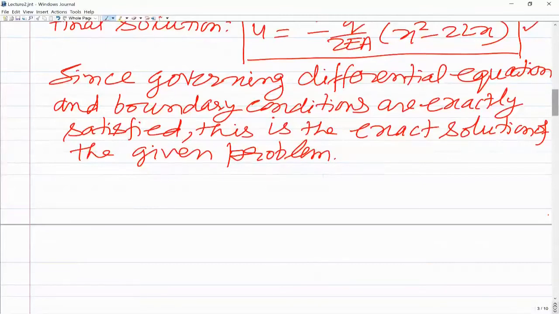Sir, for minimizing the domain residual, like every time you have to equate to zero, or is there any other way? No, in this case, I'm going to discuss what are the different ways that minimization concept we are going to implement. In this case we were able to do that. In general, it may not be possible to do this, so I'm going to discuss that.